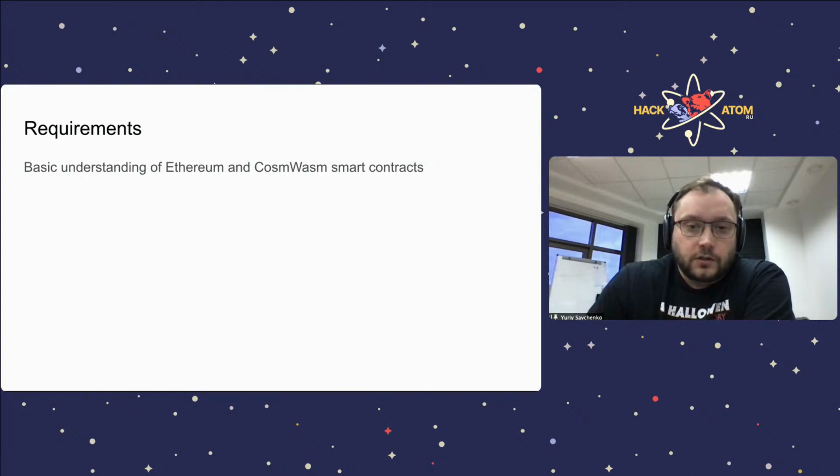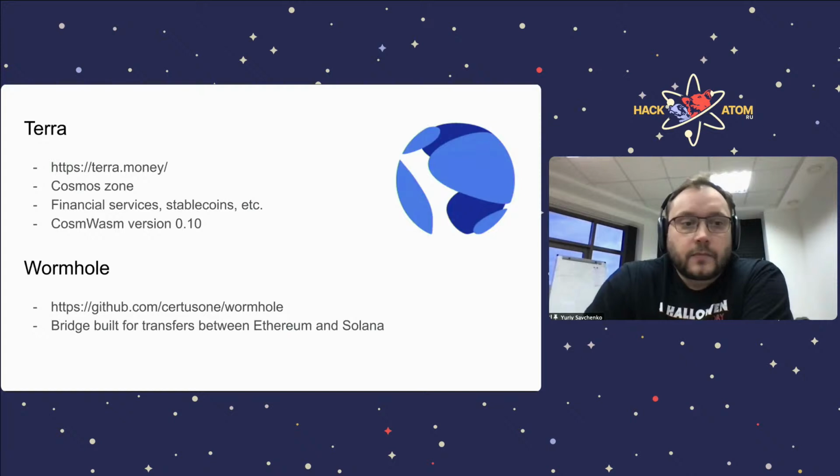Ethereum is really known by pretty much everyone, so it doesn't require special expertise or profound knowledge to understand my presentation. Right, so let's keep rolling. A couple of words about Terra. Terra proper is a Cosmos zone. It is dealing with financial services, stable coins, and all the other kinds of useful gizmos in fintech.